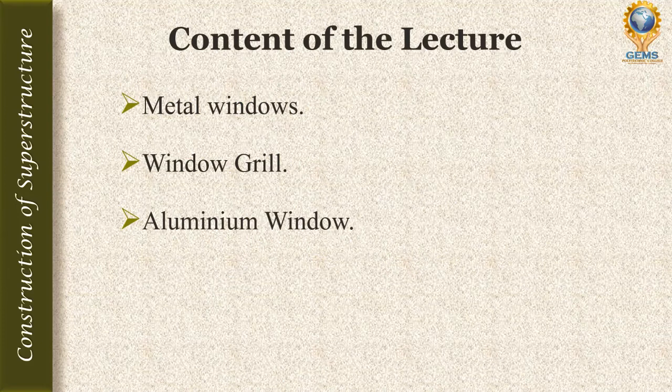In the previous videos, we saw the definition, how we have to choose the size of window and what are the different types of window. So in this video, we are going to see three topics: what is a metal window, how we are going to fix this metal window, and what are the advantages of metal window. The second one is window grill. Under window grill we are going to see the different types of window grills we are using in the field of construction. And the third topic is aluminum window. So these are the three topics we are going to see in this video.